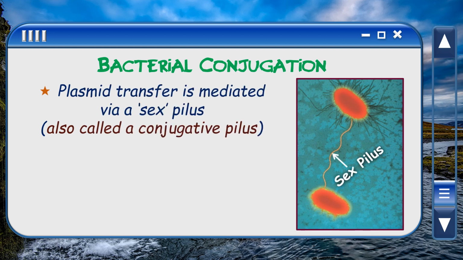Pili transfer. The plasmid transfer is mediated by the F pili. The ones that we are seeing here are the F pili. It moves the plasmid from one bacterium and transfers it to the next bacterium. This is what we are referring to as the conjugative pili, or the F pili.